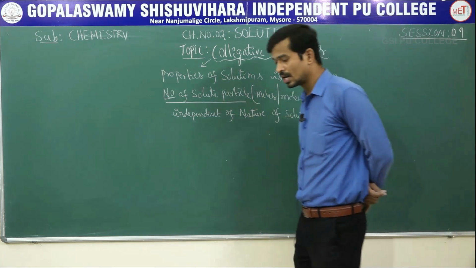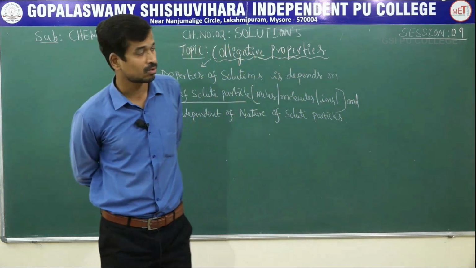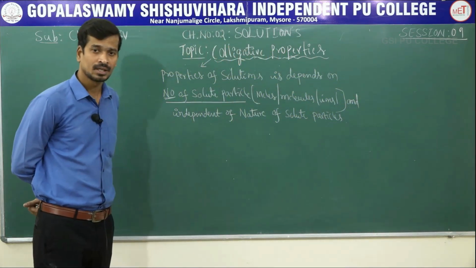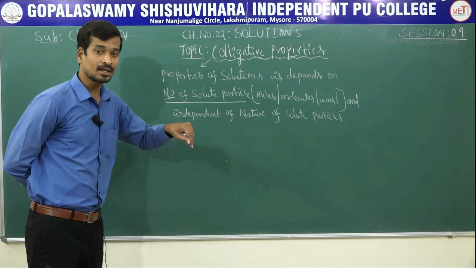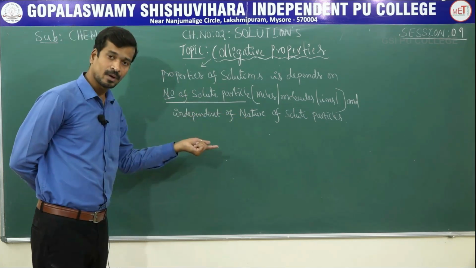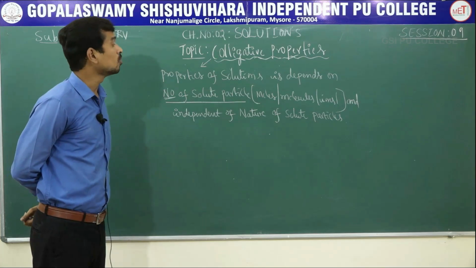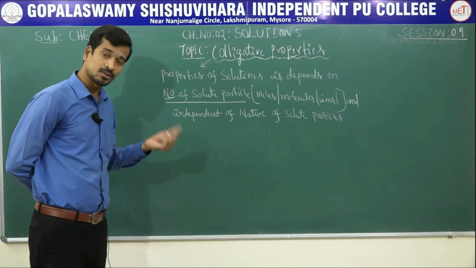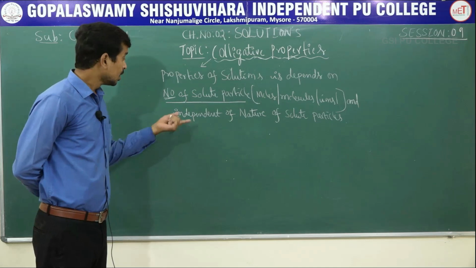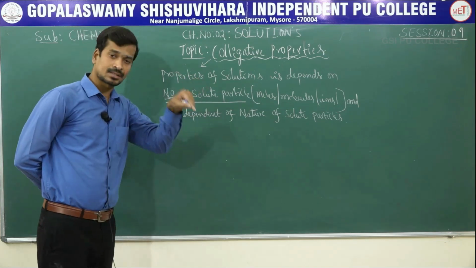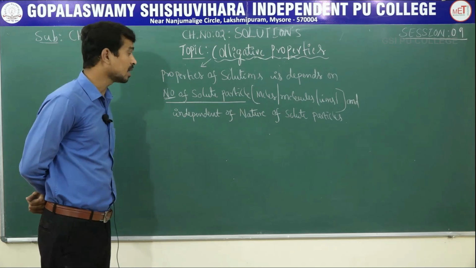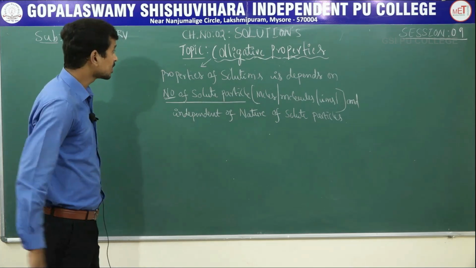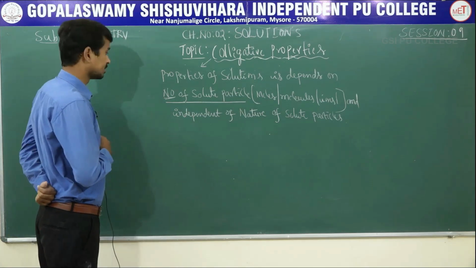Suppose you add the solute urea, glucose or sugar, whatever it may be. It's independent of its nature. It depends on what? The number of solute particles. How many moles you add, how many molecules, how many ions, but independent of which solute you add. Clear? Depending on the number of solute particles means colligative properties.